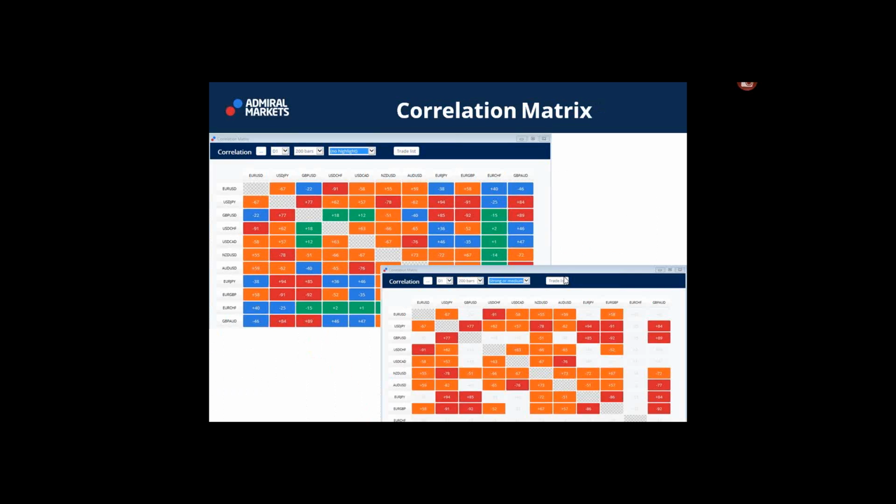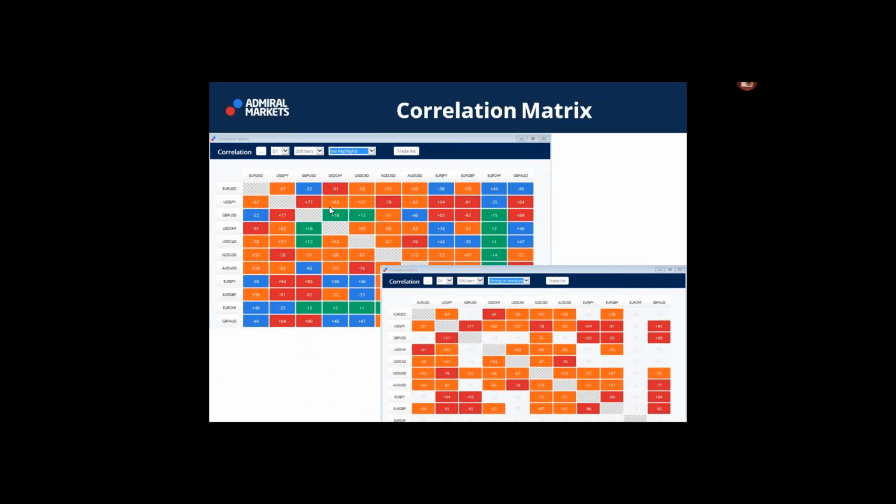So if you find it interesting to look at correlations, one way of doing that is taking a look at Admiral Markets MetaTrader 4 Supreme Edition, where you can find it as part of the indicators that you will have in your list when you open MT4. You just need to add it to the chart, and you'll have these boxes.